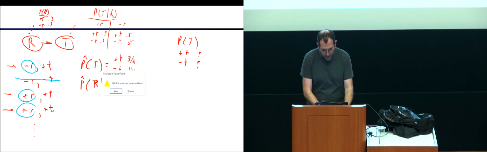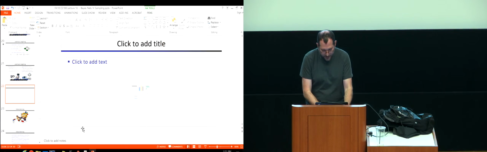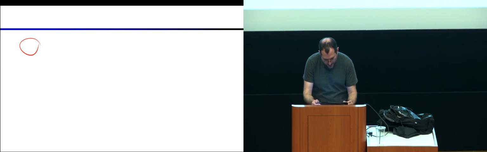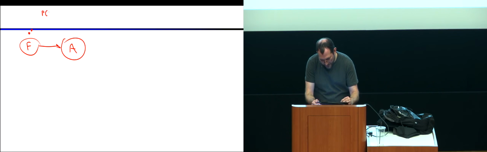Okay. What about likelihood weighting? Let's do that again. Oh, I guess if it's gone, we can just do it on the same slide. All right, let's do this again, except now the network is fire causes alarm. And up here, I need the probability of a fire. And it's either going to be yes fire or no fire. What's the probability of fire? Let's call it 0.01. Probability of no fire, 0.99.